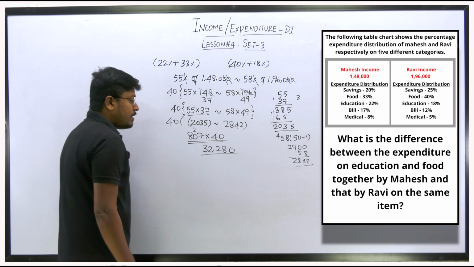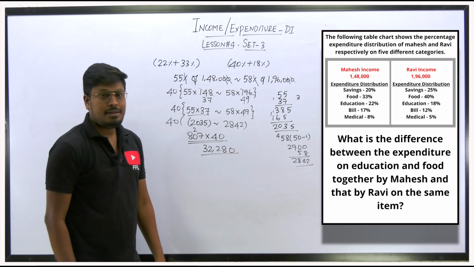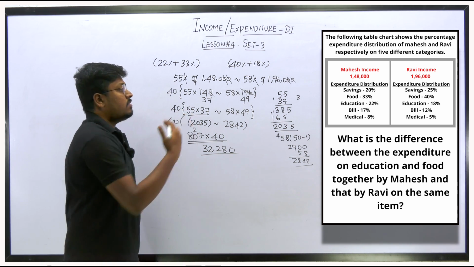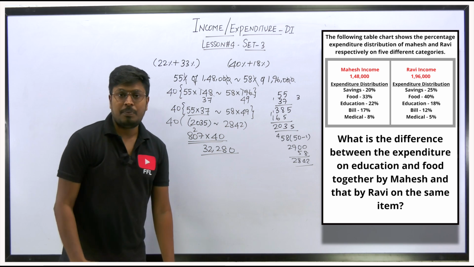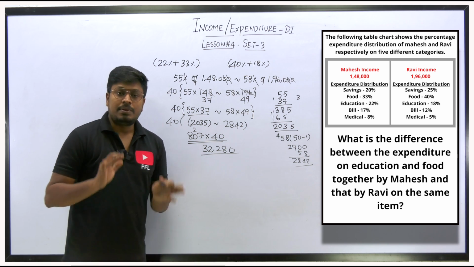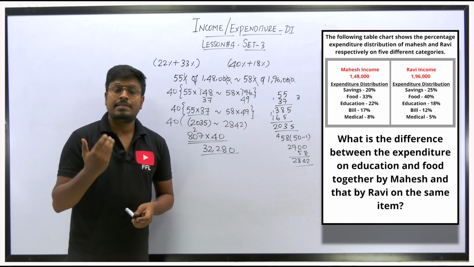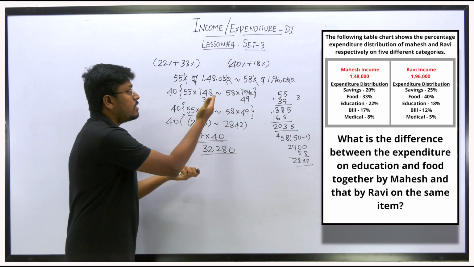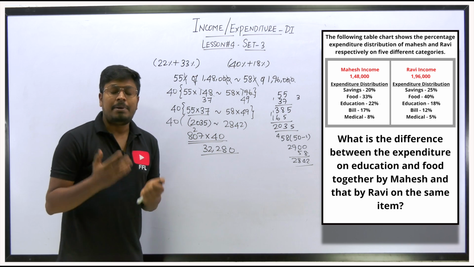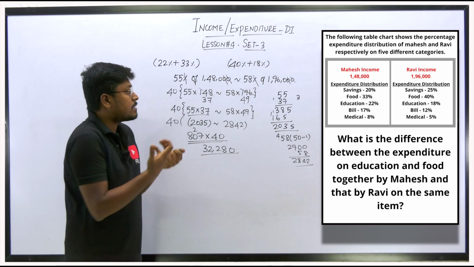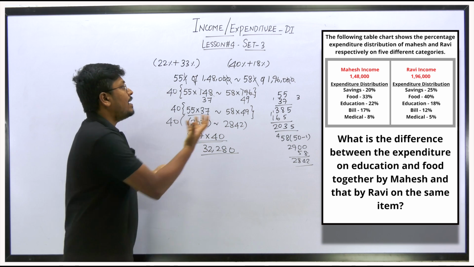So the answer will be 32,280, which is the difference. So this will be the answer for question number 1. Understood or not, right? The same question has many ways to solve. Even some teachers will solve the same question by using a different shortcut. But here, what I am going to explain is, instead of wasting your time, right?